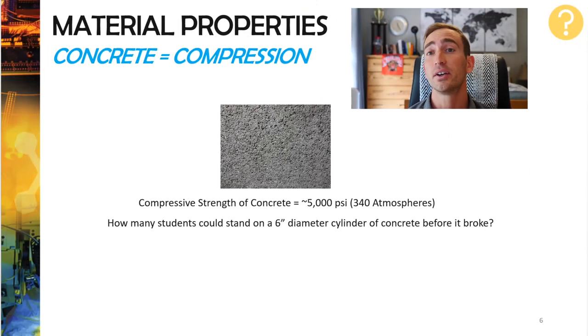Let's now take a look at a material, in this case concrete, and look at its structural strength characteristics. What we know about concrete is that its compressive strength is 5,000 psi, or pounds per square inch, which, to give you some context, is 340 atmospheres of pressure that can be loaded onto a specimen of concrete before it fails. What I want you to do is take a moment and calculate the answer to this question: how many students could stand on a 6-inch diameter cylinder of concrete before it failed and reached its compressive strength of 5,000 psi? Take everything you learned in the stress lectures and calculate this example, and I'll give you a second to work that answer out right now.